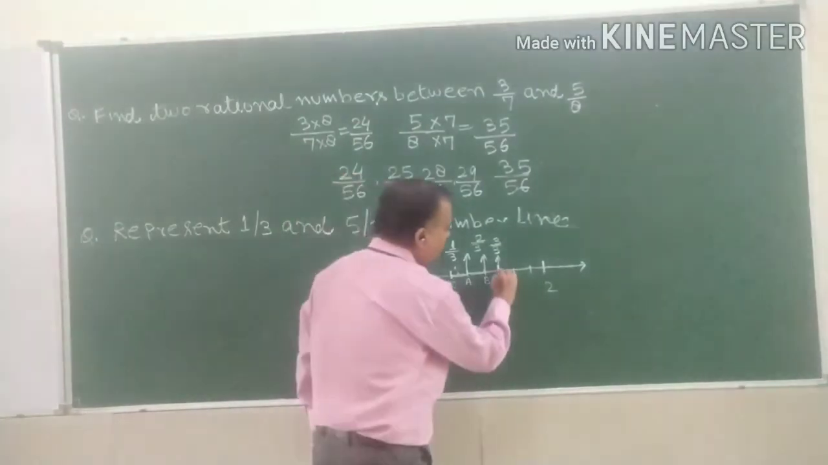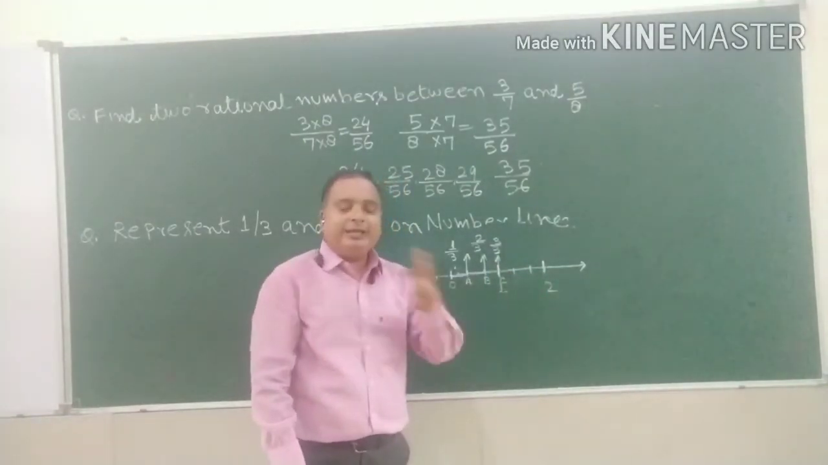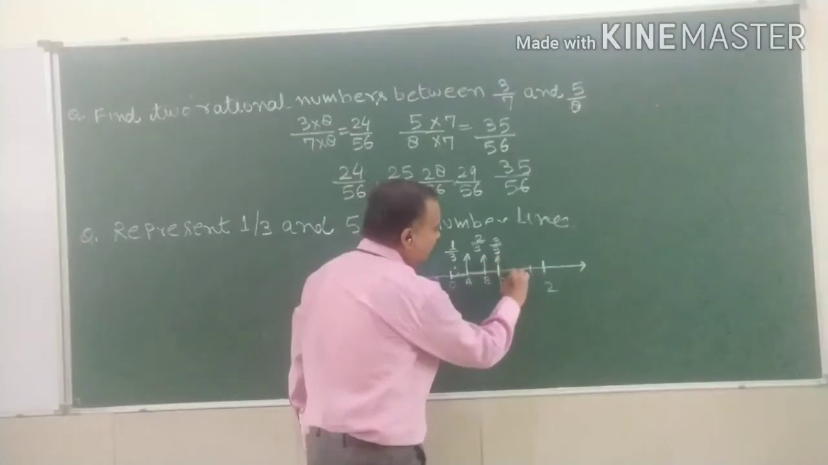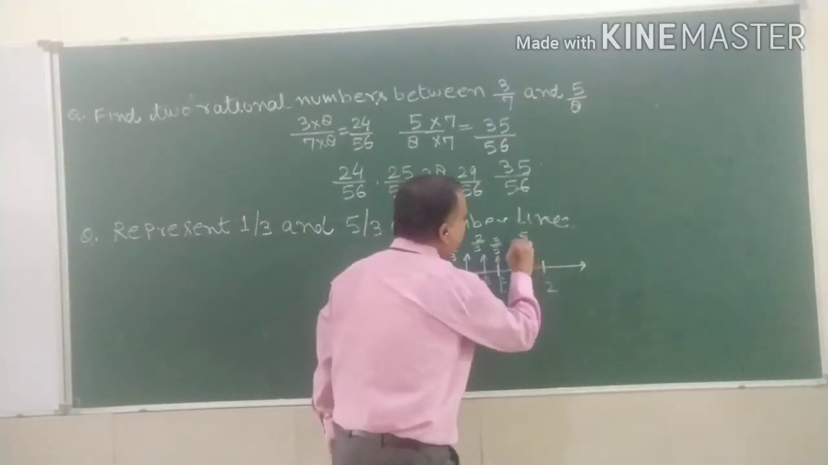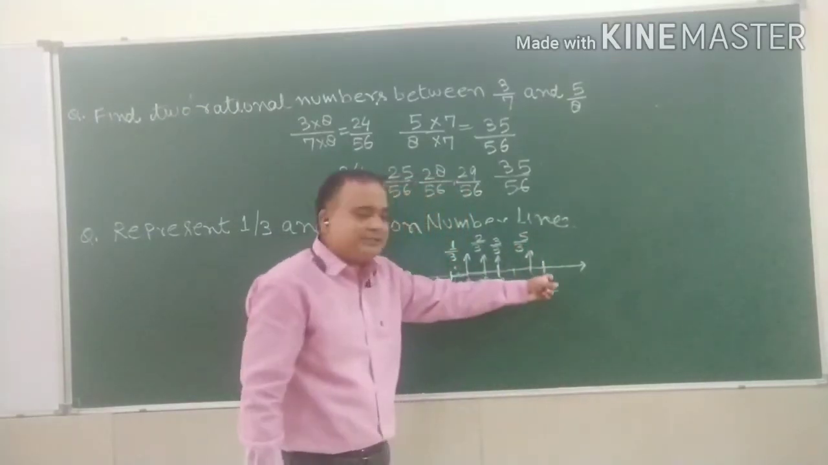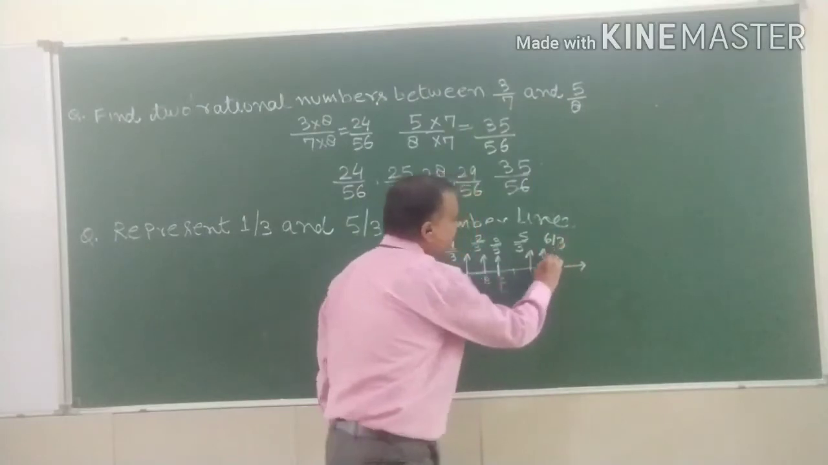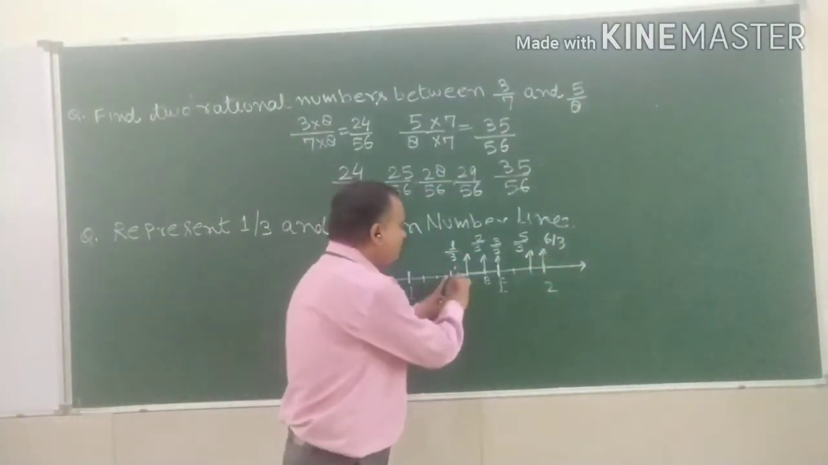Like this, I divide 1 and 2 again into 3 equal parts. So if it is 3 by 3, it will be 4 by 3. It will be 5 by 3. Now, what is this? This is 6 by 3. Now, what is the distance 6 by 3? 6 by 3 or 2, that is the distance from origin.